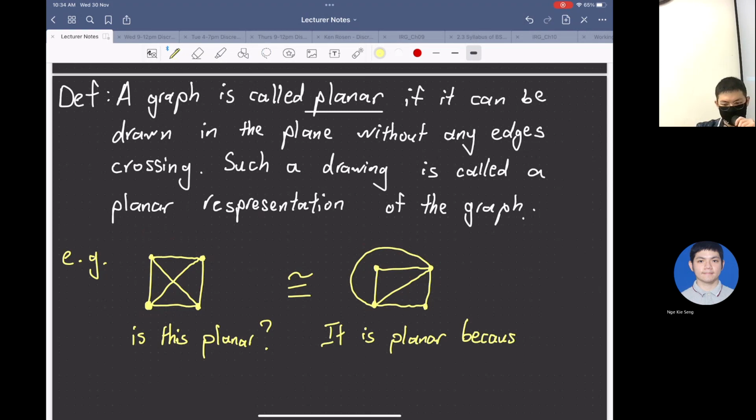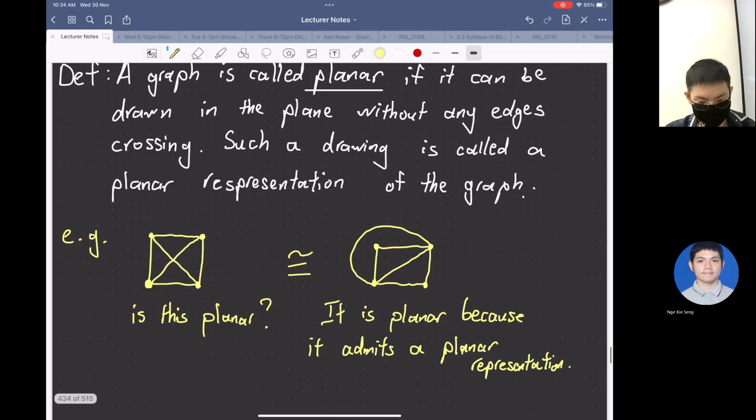It is planar because it admits a planar representation, which is the way of drawing the graph that is not intersecting.